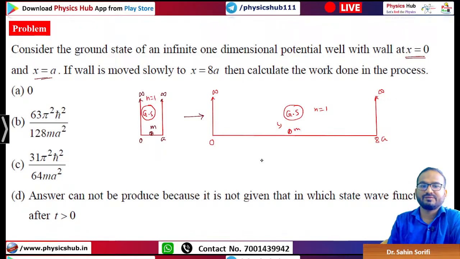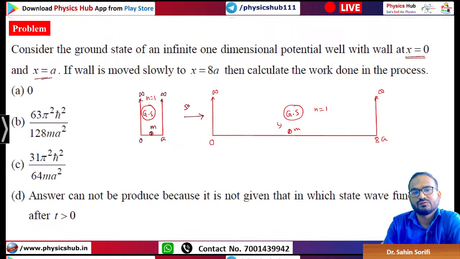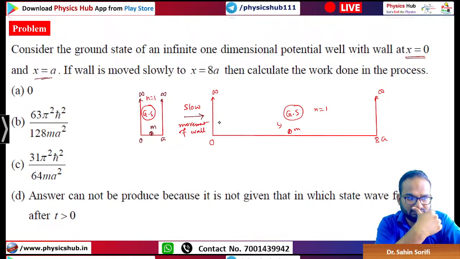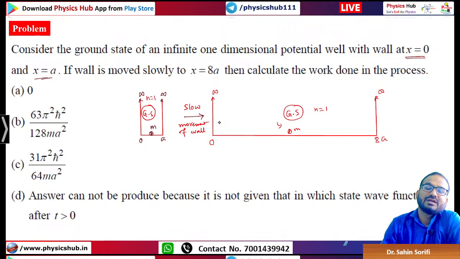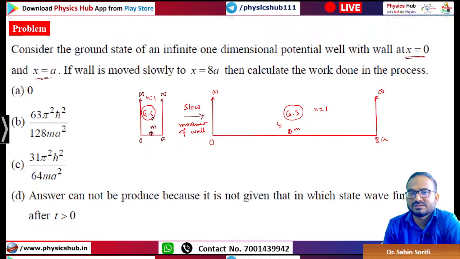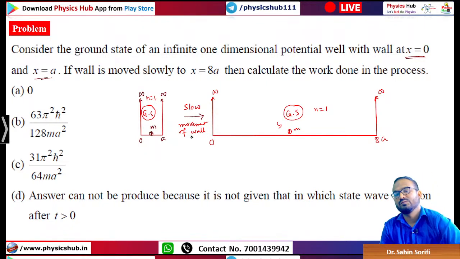It has been moved very slowly, slow movement. Slow movements, what does it mean? It means if the particle was in the ground state, after the movement the particle will still remain in the ground state itself. That is the significance of slow movement.